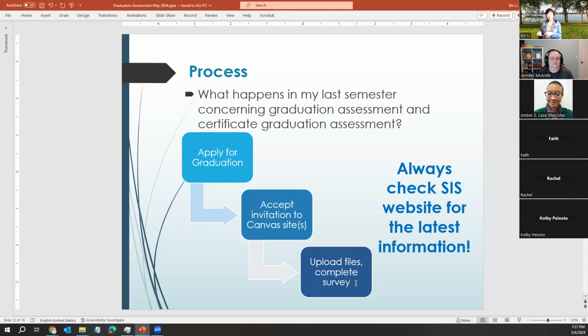But you do need to have a completed graduation assessment, with all the required elements uploaded, in order for you to graduate. That's kind of what happens. There may be changes because we are reviewing the process and making updates to keep improving it. So if you are graduating in later semesters, always check our website for the latest information.